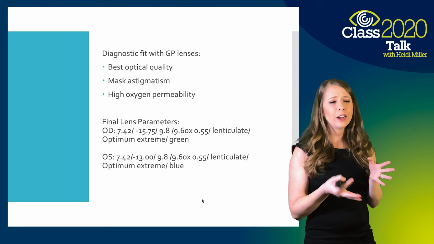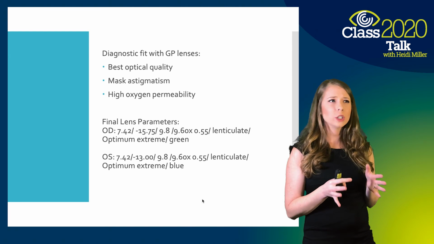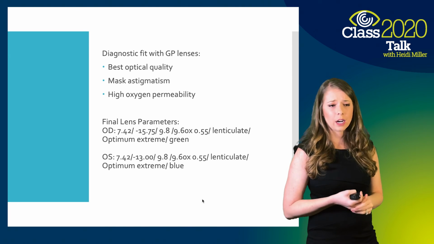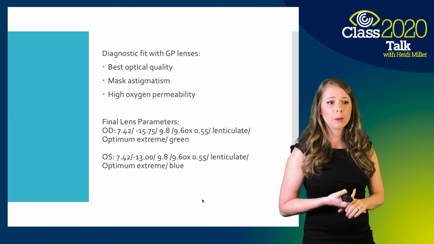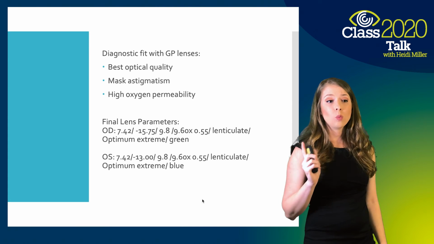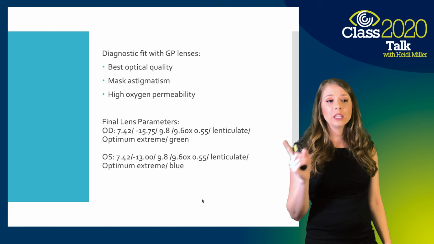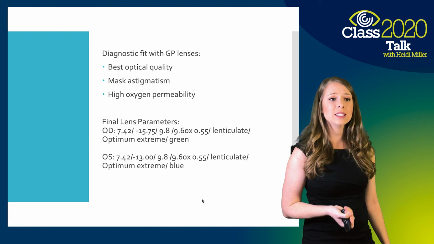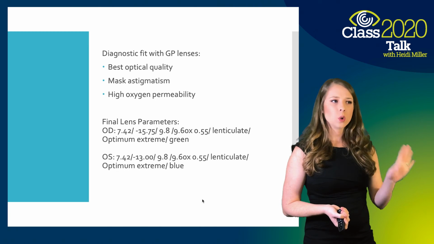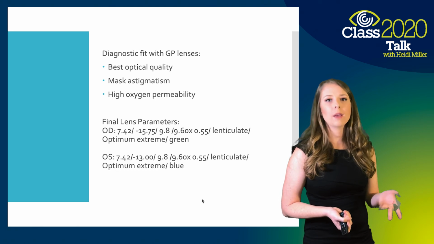I did one or two follow-ups where I made a little bit of changes. But you can see this is the final lens parameters that we ended up with. And with this prescription, now a year later, she's actually seeing 20/20 in both eyes. She's about 20/20 minus 3 in the right eye, but 20/20 in the left.